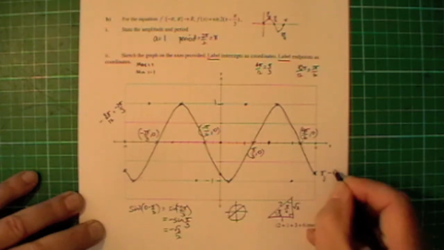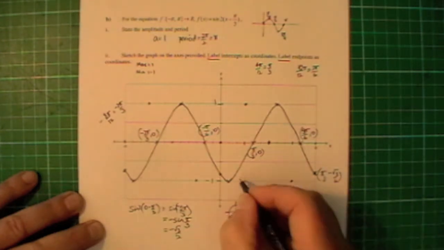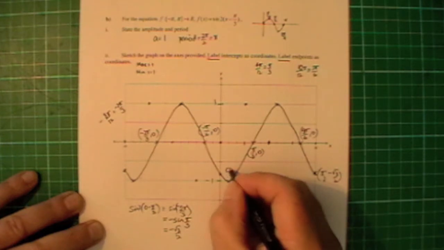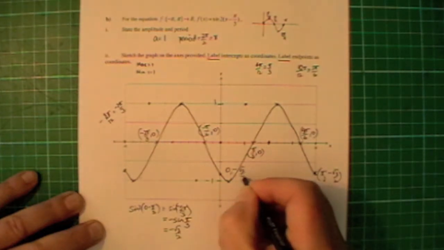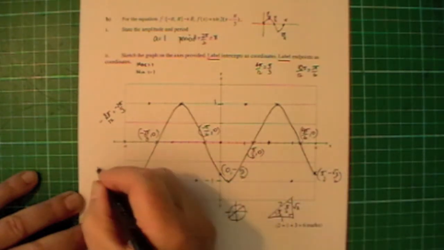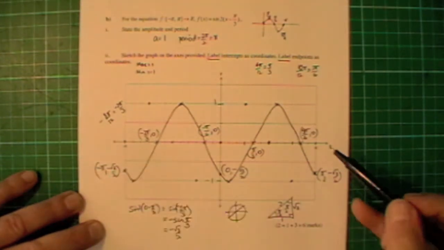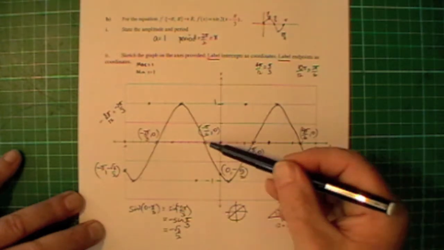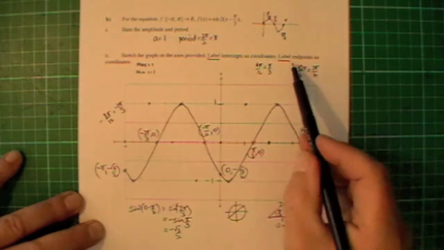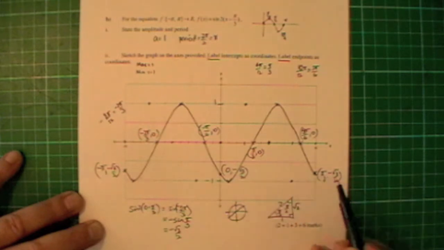So that's pi, negative root 3 on 2. That's 0, negative root 3 on 2. And that is negative pi, negative root 3 on 2. So I've now labelled my x-intercepts, answered the question, labelled the endpoints as coordinates as well, and I've got the y-intercept. So that's done.